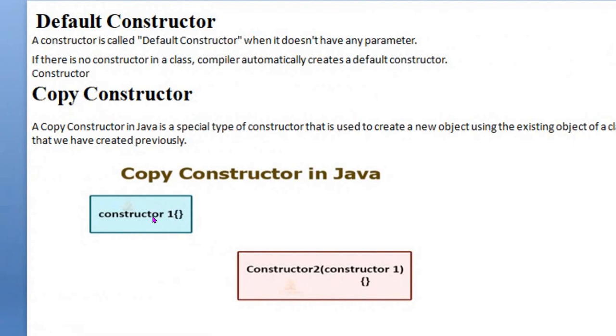Then second is copy constructor. Copy constructor in Java is a special type of constructor that is used to create a new object using an existing object of a class that we created previously. Means here is constructor 1 and we are passing the copy to the second constructor. Here this is constructor 2 and constructor 1 in the diagram.